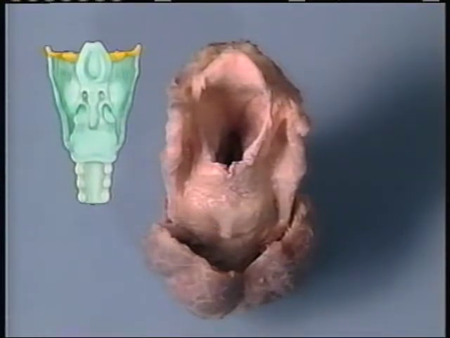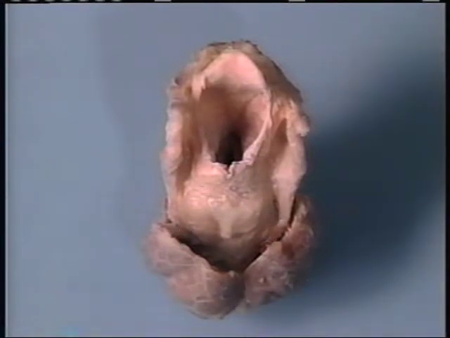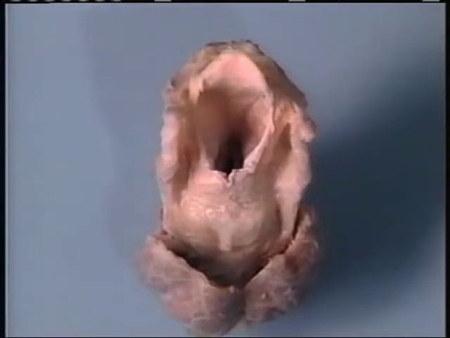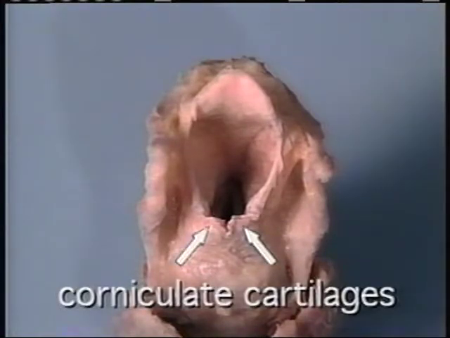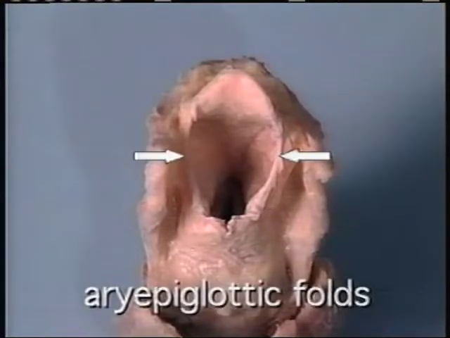A triangularly shaped pair of cartilages, called arytenoid cartilages, are located on the superior part of the cricoid cartilage. These cartilages attach to the vocal cords and are very important in vocalization. The paired corniculate cartilages are situated on the arytenoid cartilages. Another pair of small cartilages, the cuneiform cartilages, lie anterior to the corniculate cartilages in the aryepiglottic folds attached between the arytenoid and epiglottis cartilages.